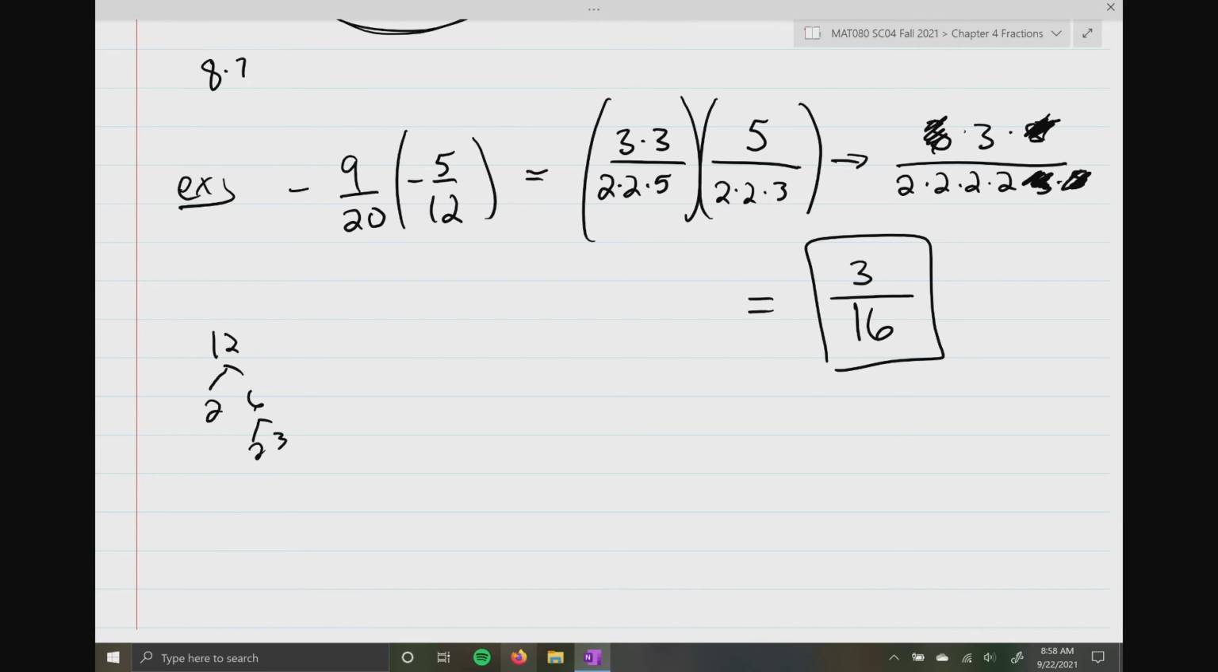How are we looking? Easy stuff? Easy? All right. I hope it is.